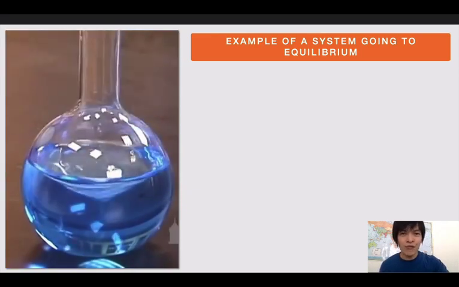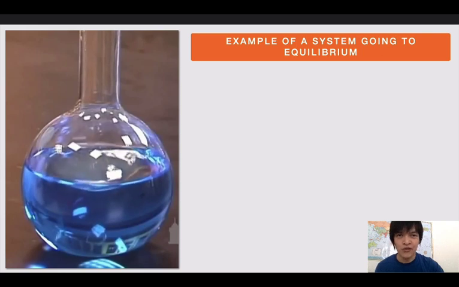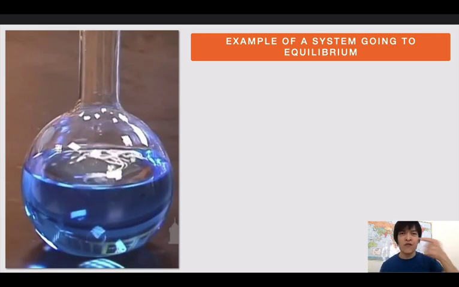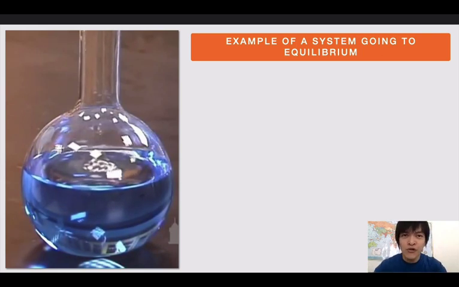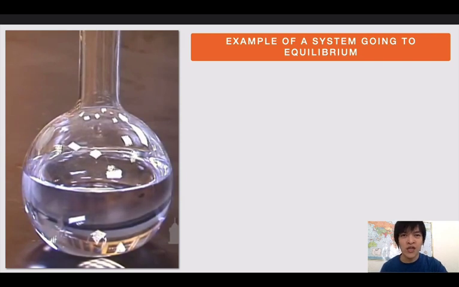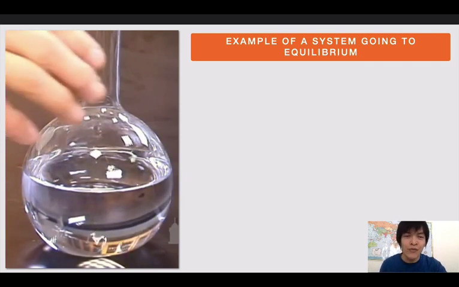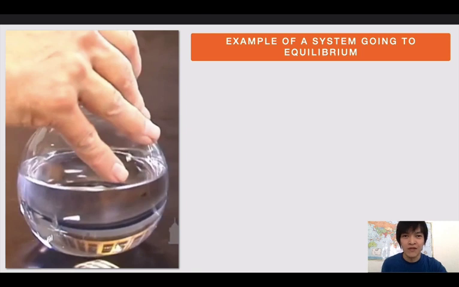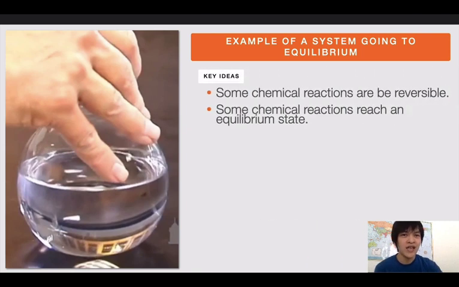So the reason why it turns blue is because the reaction can go in reverse. Shaking the bottle makes it go in reverse because it introduces oxygen in the solution, which reacts with the methylene blue. But the important thing to note is that it will go back to its equilibrium state. So the key idea to understand right now is that some chemical reactions are reversible. Also, some chemical reactions can reach an equilibrium state.